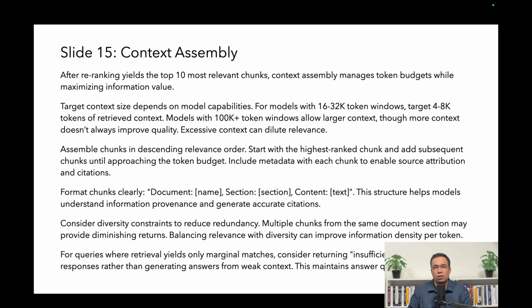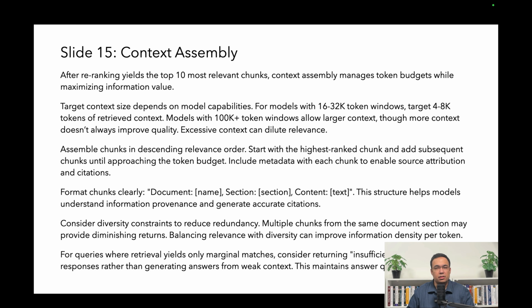After re-ranking yields your top 10 most relevant chunks, context assembly manages how you present this information to the LLM. Your target context size should depend on your model's capabilities. For models with 16,000 to 32,000 token context windows, which were pretty common until recently, you would typically target 4,000 to 8,000 tokens of retrieved context. Newer models with 100,000 plus token windows, for example GPT-4 Turbo with 128k tokens or Claude with 200k tokens, allow for much larger context.